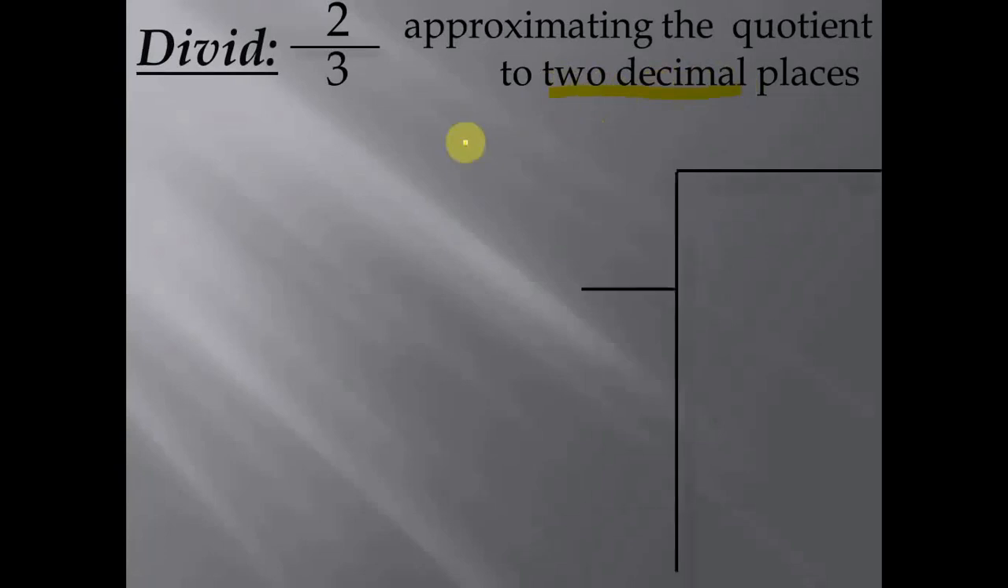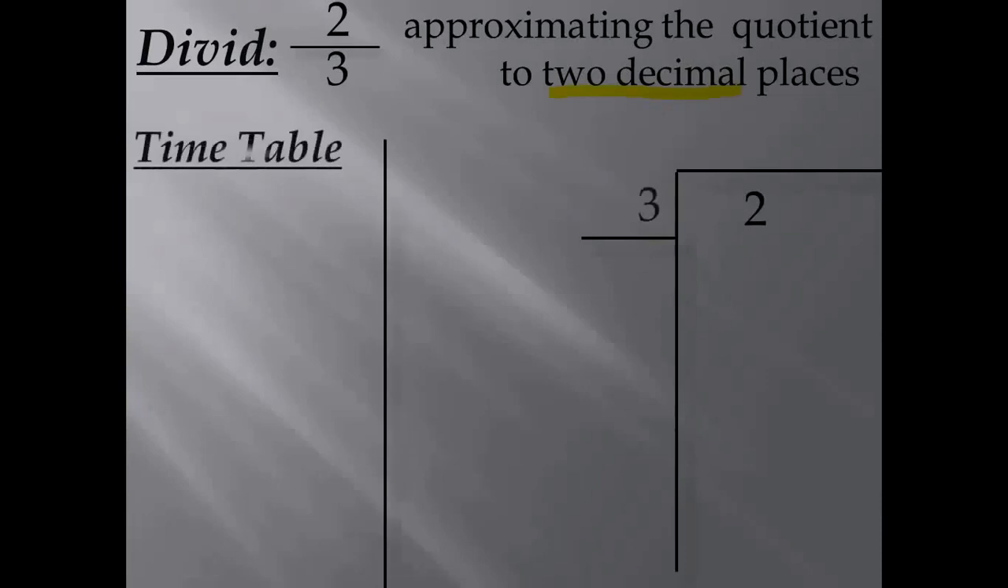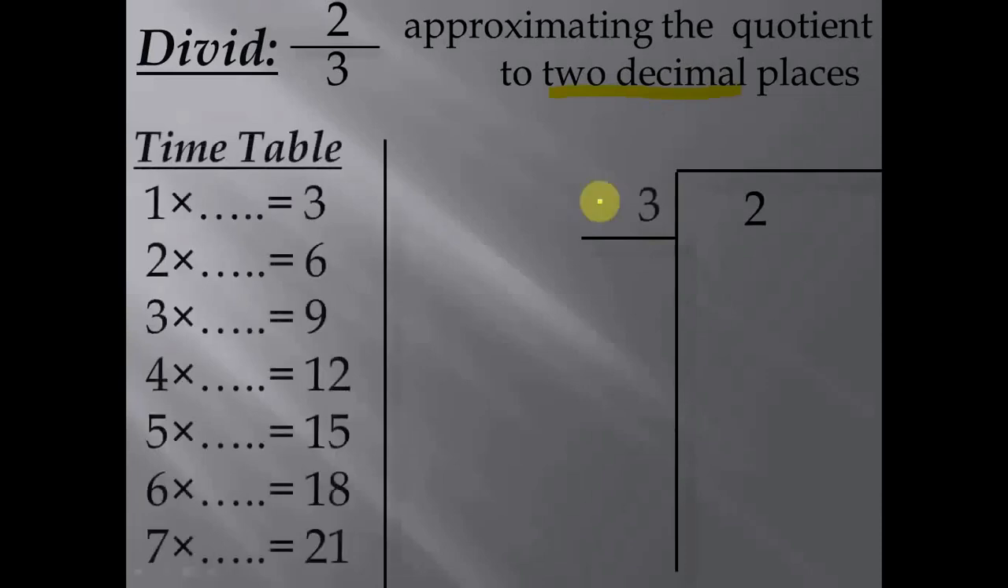Firstly, we draw the figure of division and write the dividend and write the divisor and make the timetable and go to the division. Firstly, we divide from the left. 2 divided by 3 is impossible because 2 is smaller than 3. Impossible means put 0 in the quotient.